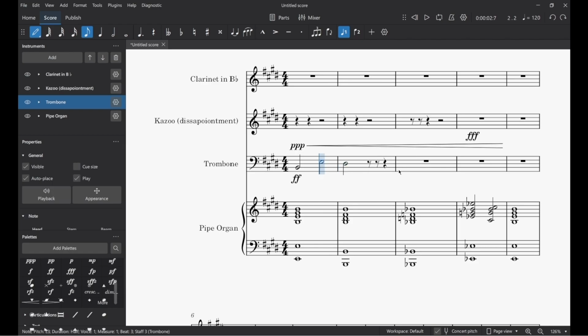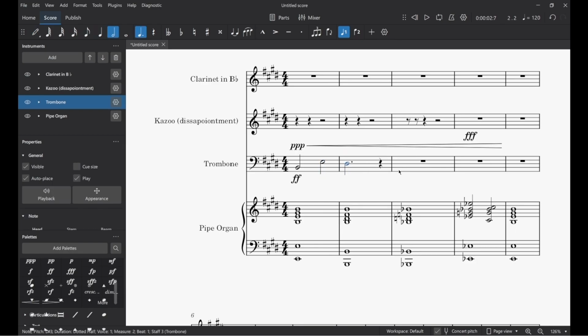Oh yeah, one thing I didn't touch on, dotted notes add half of the note value to what they are. So this dotted half note is going to be 3 beats, because a half note is 2 beats plus half of that, 1. So you get 3.